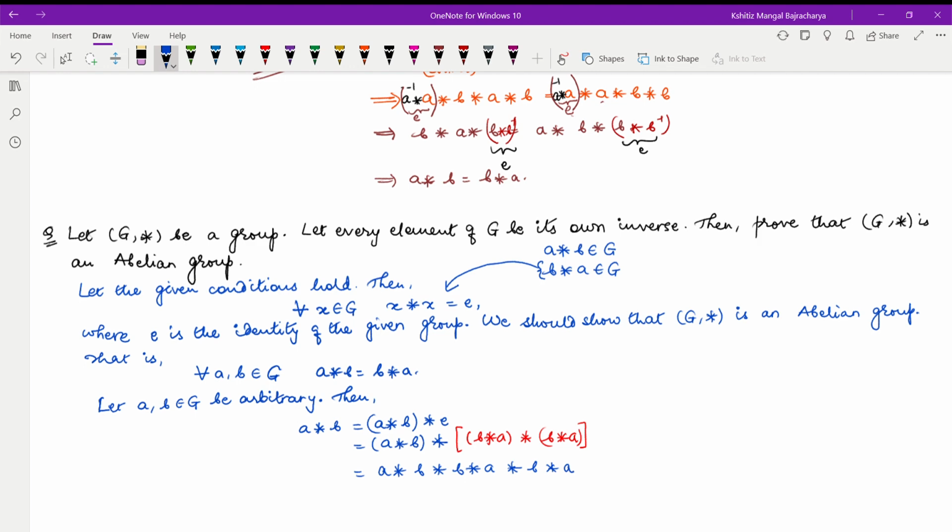Now let's see A star B. If we introduce the parenthesis over here, this will be the identity element, since B is an element of G. So this reduces to A star B star A. And if we introduce the parenthesis over here, this will be the identity element, so we can remove it and write it as B star A. So for any two elements A and B of G, we've obtained A star B to be equal to B star A. So this holds, and therefore G star is an abelian group.